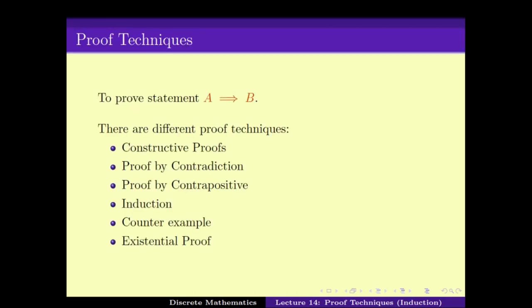So quickly to recap, to prove a statement like A implies B, there are different kinds of proof techniques. Constructive proof, proof by contradiction, proof by contrapositive, induction, counterexample, existential proof, and so on. We have till now looked at some of the proof techniques.